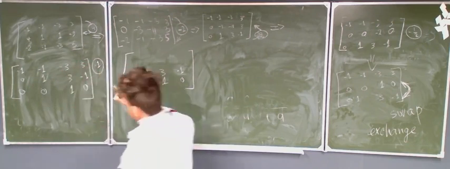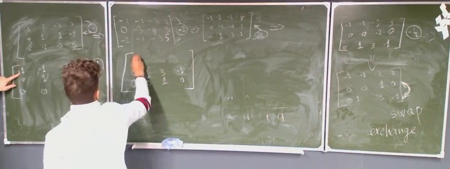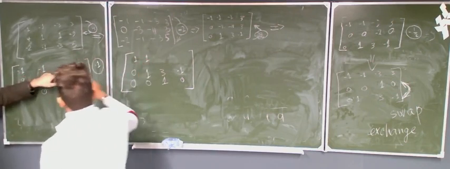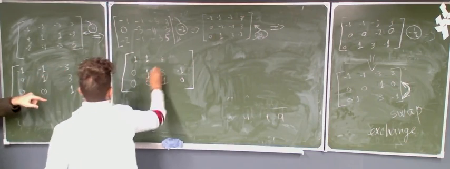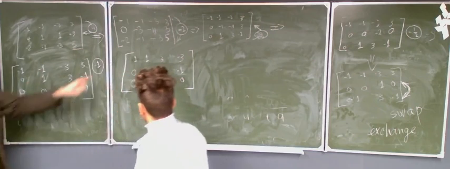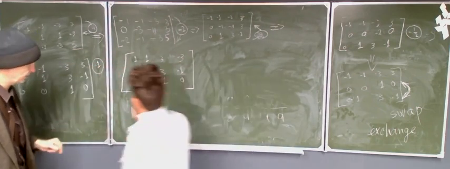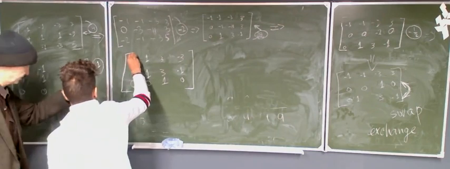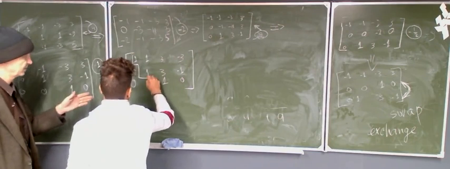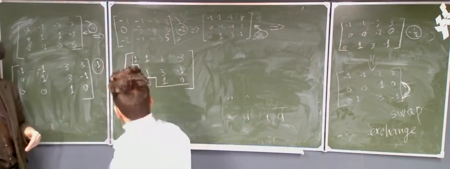Minus one. Minus one, yes, it converted to one. And this is also one. 1. 3. Yes. And minus 3. Okay. Well, now it is in echelon form. Let's write stairs. Downward, to the right. Downward, to the right. Downward, and to the right until the end. Echelon form.